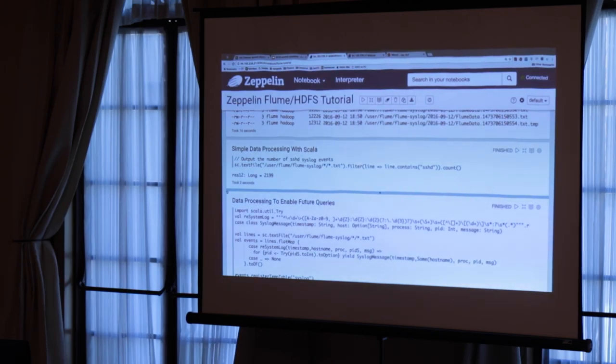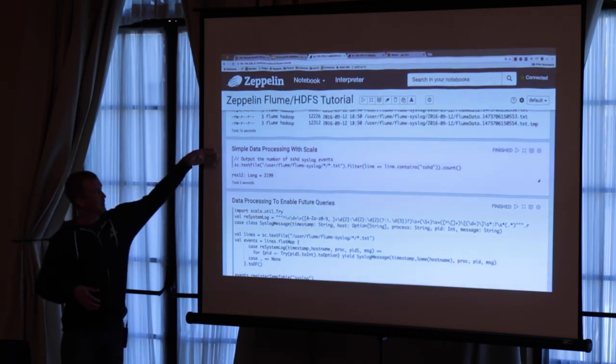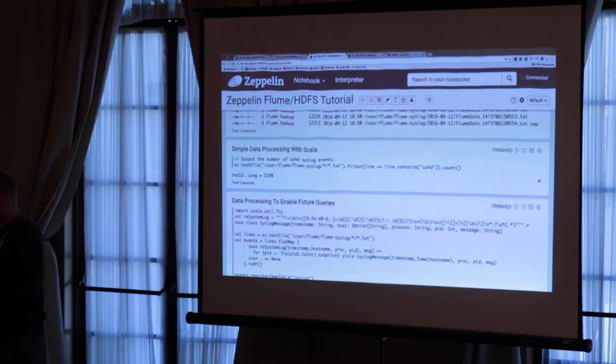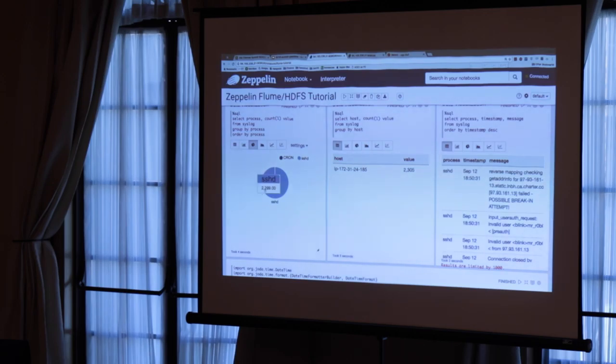In fact, 2,200 entries. This is another paragraph. I mentioned why I like Zeppelin so much: this is Scala, that was shell, before that was markdown, later we'll see SQL. It's just really powerful that you can have all these facets of your big data solution in the same notebook there. So it looks like all these have finished. And we indeed have 2,300 SSH logs, that's awesome.